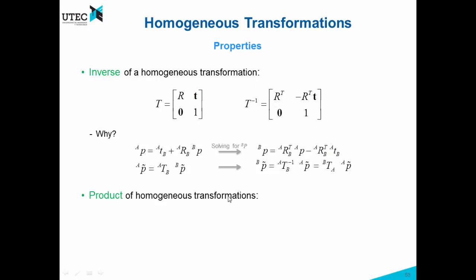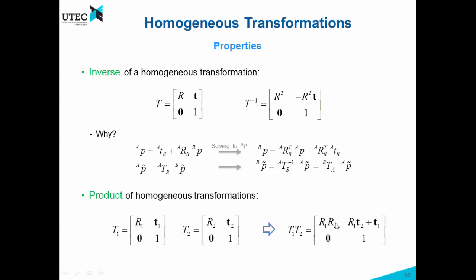The product of homogeneous transformations is this one. We multiply the R's, the rotations, and for the translations we apply the first one, and for the second one we apply the rotation of the first one. However, if you do this by computer, you will just multiply matrices and you would not deal too much with this expression. Again, you can see that this is not commutative.